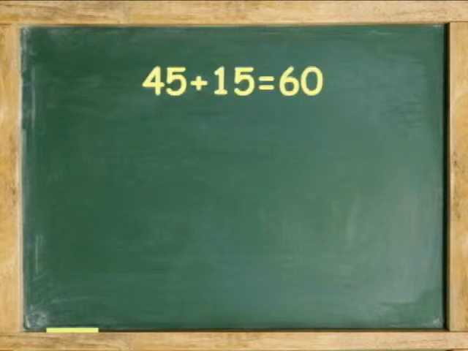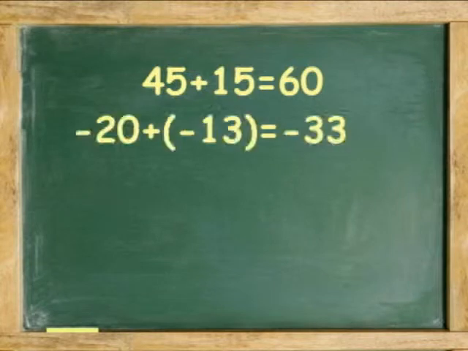From the use of the number line, we learn that adding two positive integers gives a positive answer. 45 plus 15 equals 60. Also from the number line, we learn that adding two negative integers gives a negative answer. Negative 20 plus negative 13 equals negative 33.